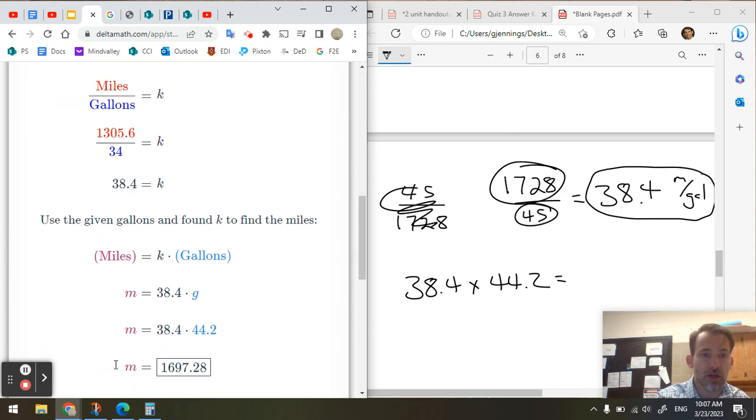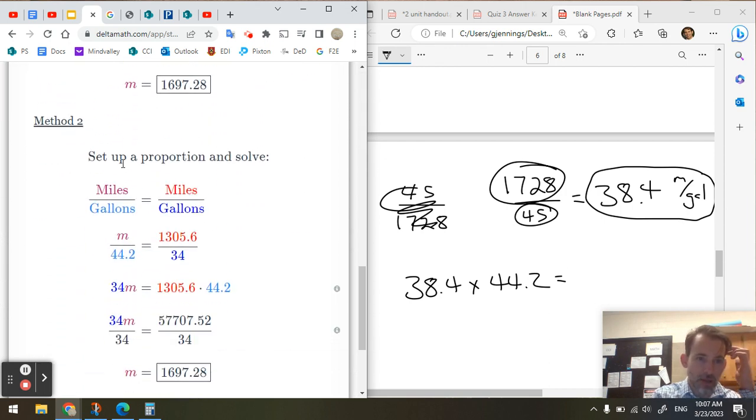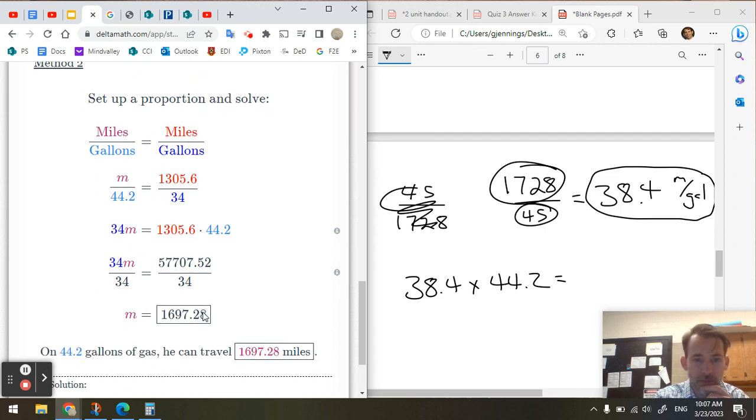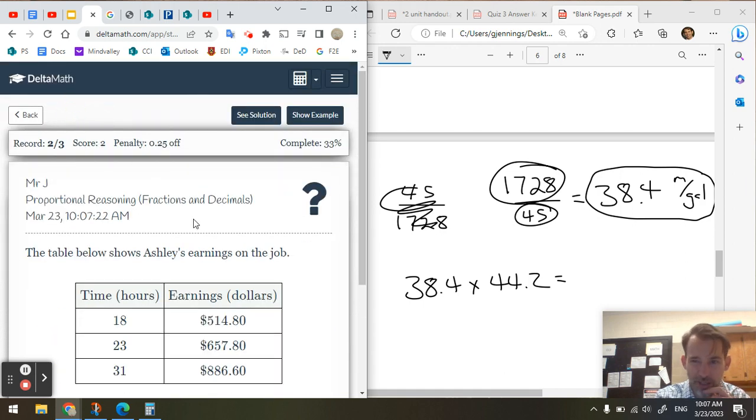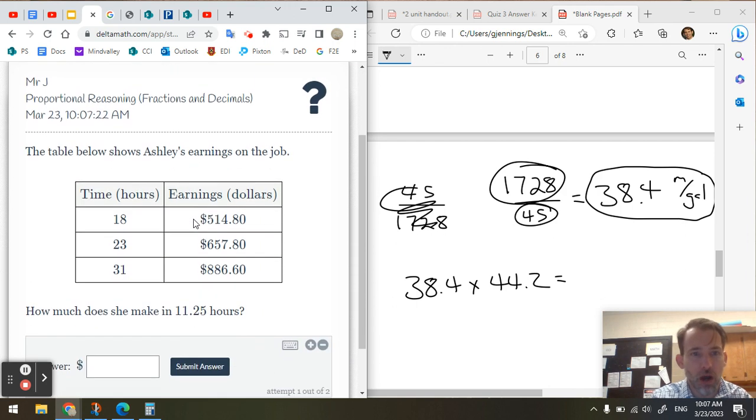Yay! One more. And they're going to show, like you could also set it up as miles, gallons, like this, and figure it out. And that will solve to the same thing. And I'll teach you how to do that later. Okay, next problem. And I'll teach you a better way. Their way is like mathemagic. And I generally don't like mathemagic.